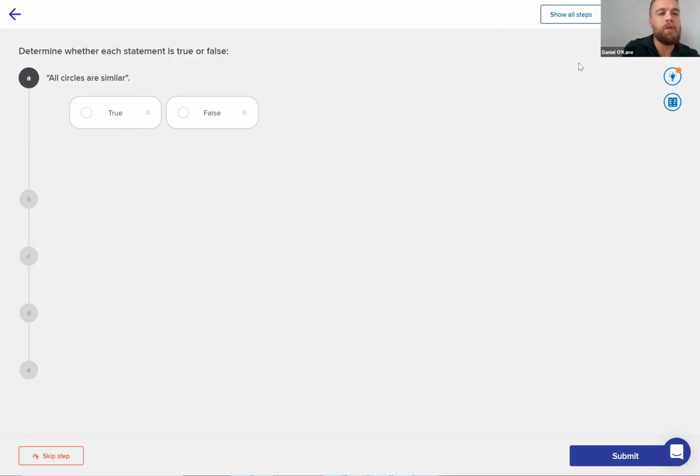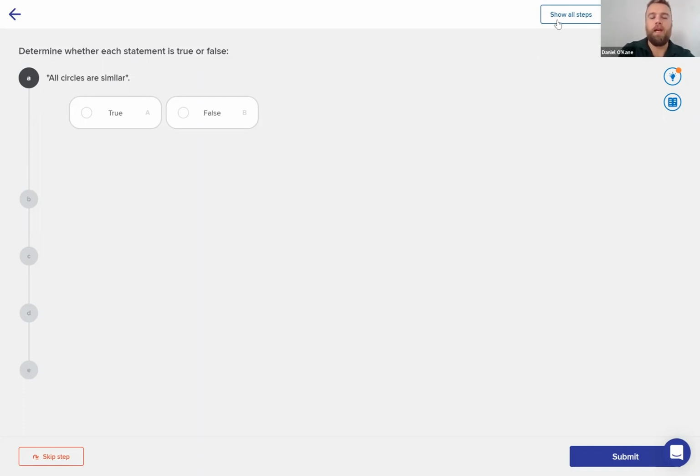Are all circles similar? So every possible circle with every possible radius, are they all similar shapes, true or false? I want you to write the answer in the chat box. Okay. I'll give you all a couple more moments. So the answer is actually true.